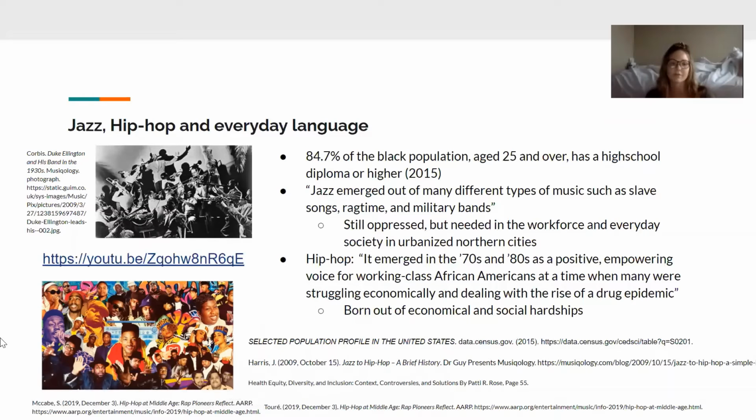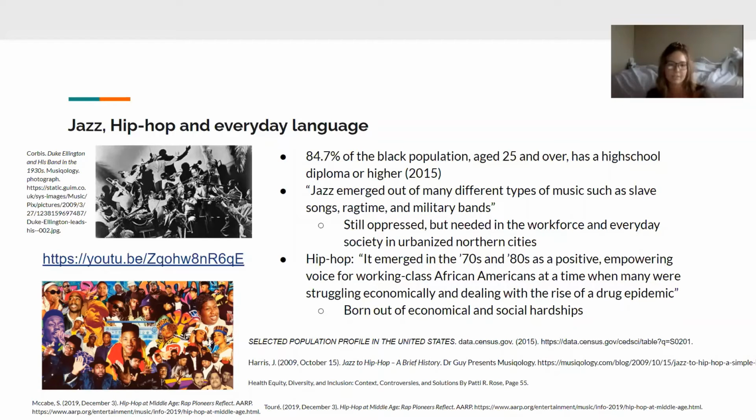This is going over jazz, hip hop, and just basically everyday language. Now, 84.7% of the Black population aged 25 and over has had a high school diploma or even higher. This means that they don't have a huge language barrier when it comes to healthcare, but it is still present in there. So jazz emerged out of many different types of music, such as slave songs, ragtime, and military band.